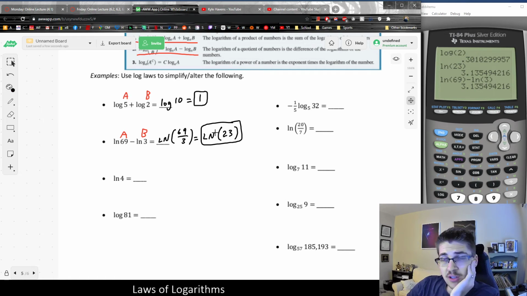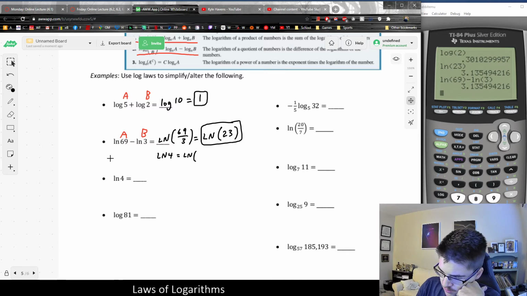So with the natural log of 4, what do I do? I could solve this with a calculator, but it's just the natural log of a number. Well, we could always think of a way of factorizing a logarithm. For example, 4 is equal to 2 times 2. So I could rewrite ln of 4 as the natural log of 2 times 2.